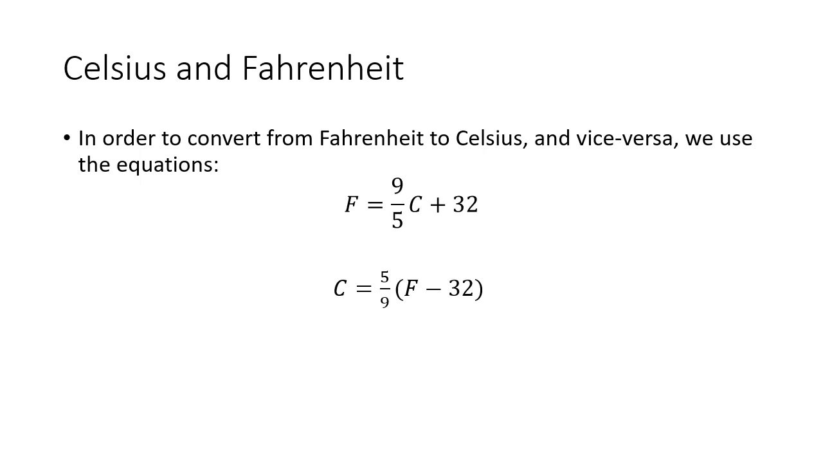In order to convert from Fahrenheit to Celsius and vice versa, there are two equations that we could use. They are essentially the same equation, just rearranged. In the first equation, we could have Fahrenheit, which is given the symbol capital F, is equal to 9/5 times the Celsius, which is given the symbol capital C, plus 32. If we do some algebraic rearrangements, we could get that the Celsius temperature is equal to 5/9 times the Fahrenheit temperature minus 32, with the Fahrenheit minus 32 being in parentheses.